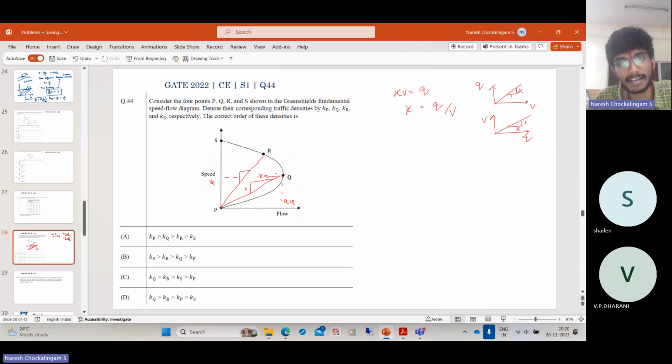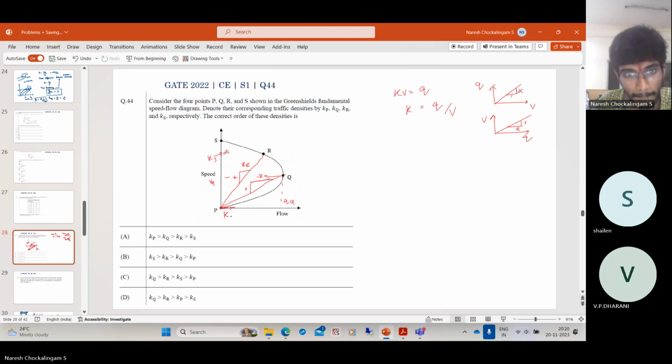So using similar triangles, Q by V is 1 by KQ. And here this is 1 by KR. And here KS is infinity, something like infinity. So what is the order? This is the largest, KQ, and here it is 0. It is flat.